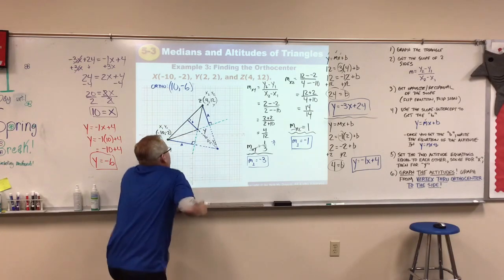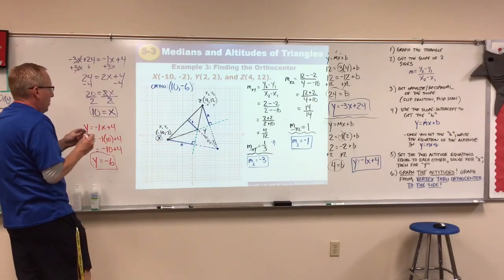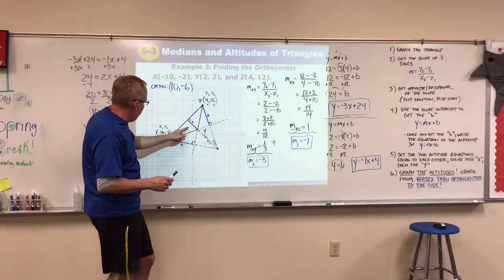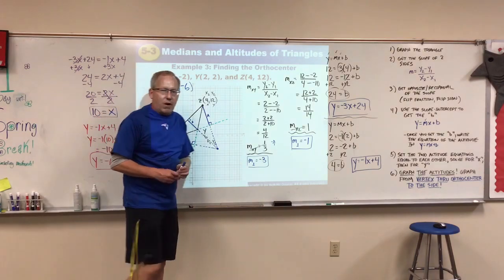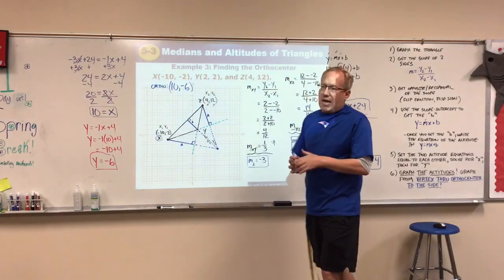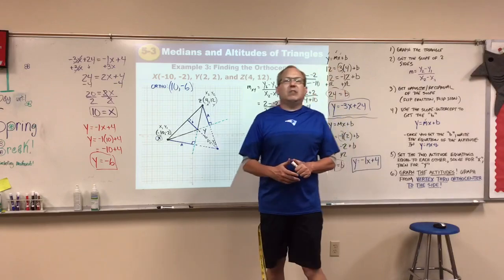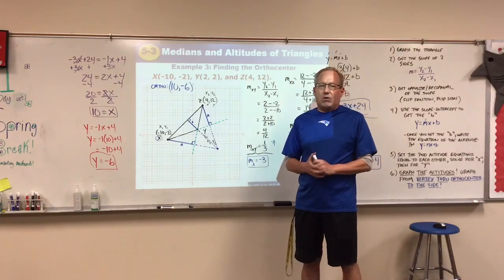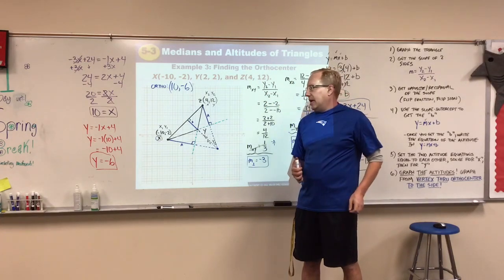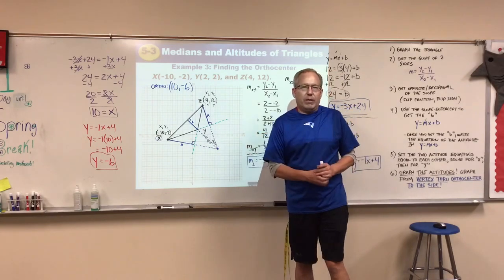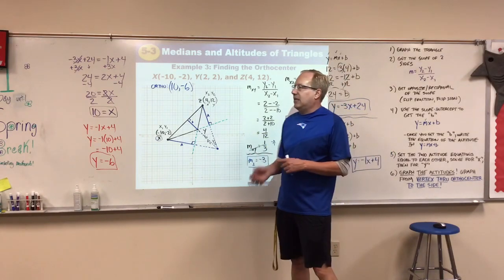All right? So there you go. We have solved for the orthocenter and all three altitudes for this. And that concludes A, the notes, and B, two examples. One an acute triangle, and the second one an obtuse triangle. And that'll give you an idea how to do those. Use these as an example.